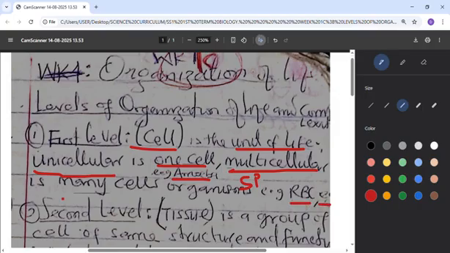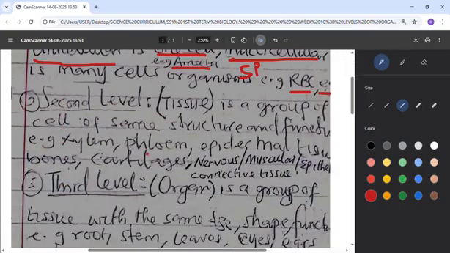So that leads us to the second level of organization, which we call tissue. Tissue is a group of cells. So the cell we just talked about, if we combine them together, we have tissue. So group of cells, that's our tissue. And they will perform the same structure and function. Now looking at tissues, there are examples of tissues in plants like xylem, phloem, epidermal tissue. Then tissues in animals, we have bones, cartilage, and so on.